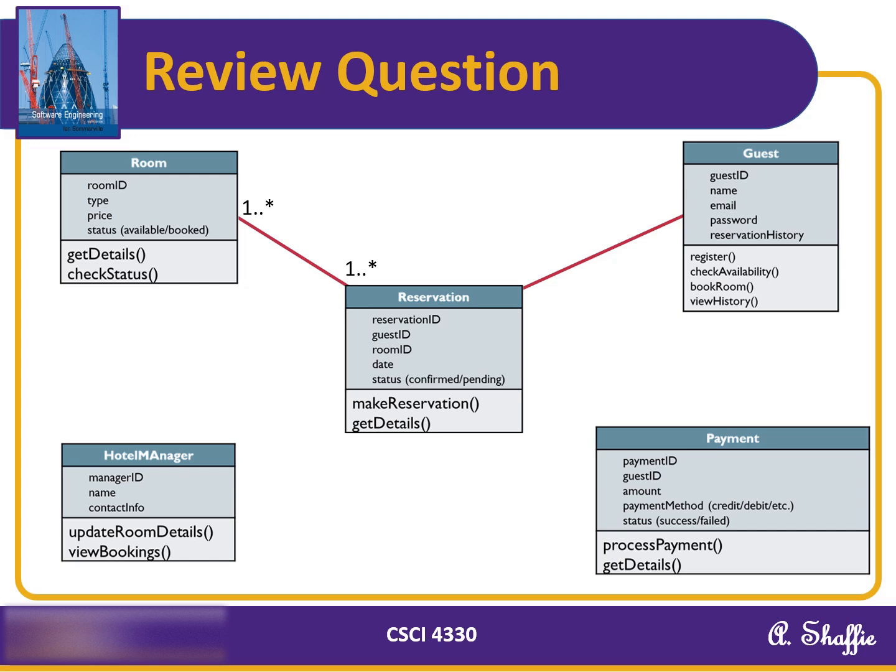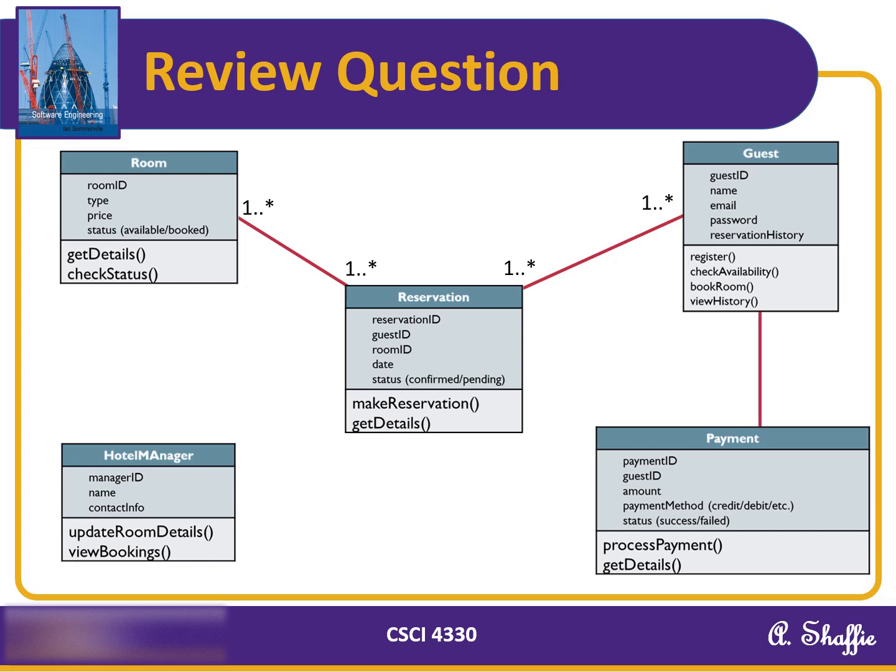The connection between guest and reservation object. I believe it should be a many to many relationship. This makes sense when we consider that a single guest can make multiple reservations over time, and a single reservation can involve multiple guests, such as in the case of a family booking or group stays.